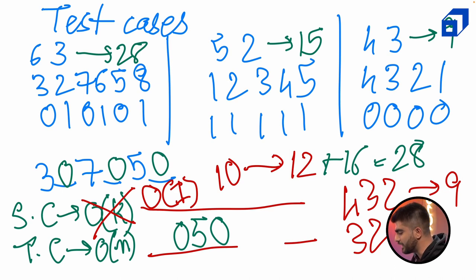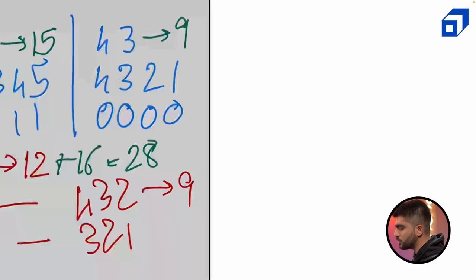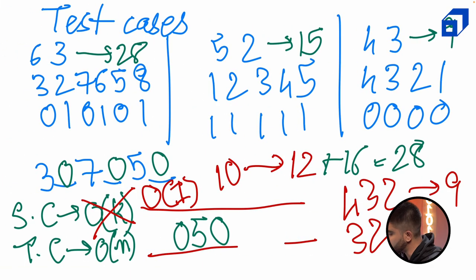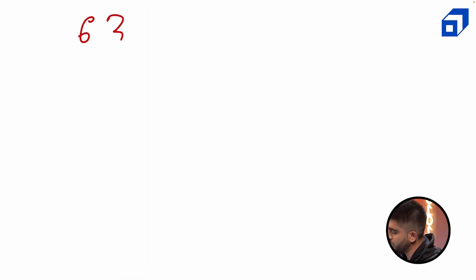Now, obviously, I don't think we can optimize it further, but looking at the k consecutive elements, there is one more solution which comes to my mind, and I think it would be good to discuss it at least, even though it might not be the most optimal one. So let me again write the example: 3 2 7 6 5 8.